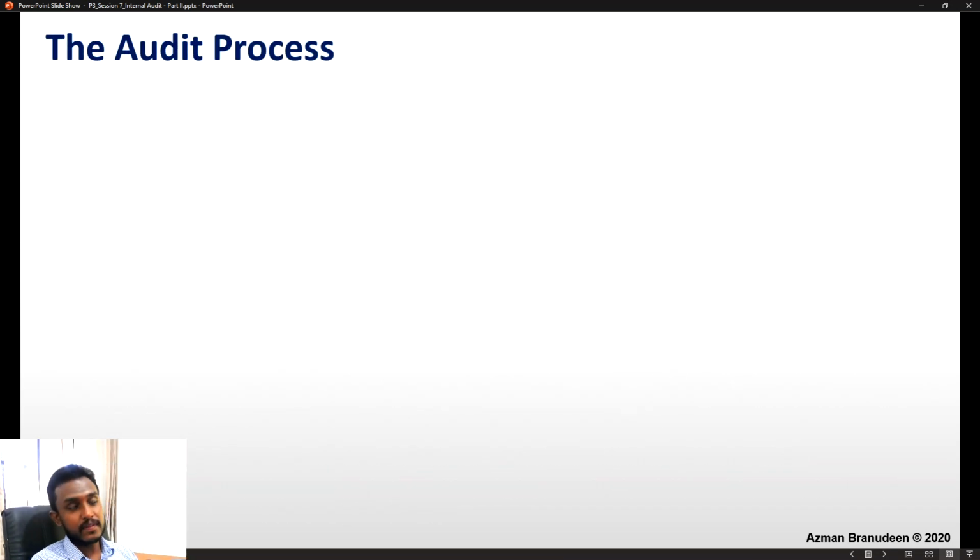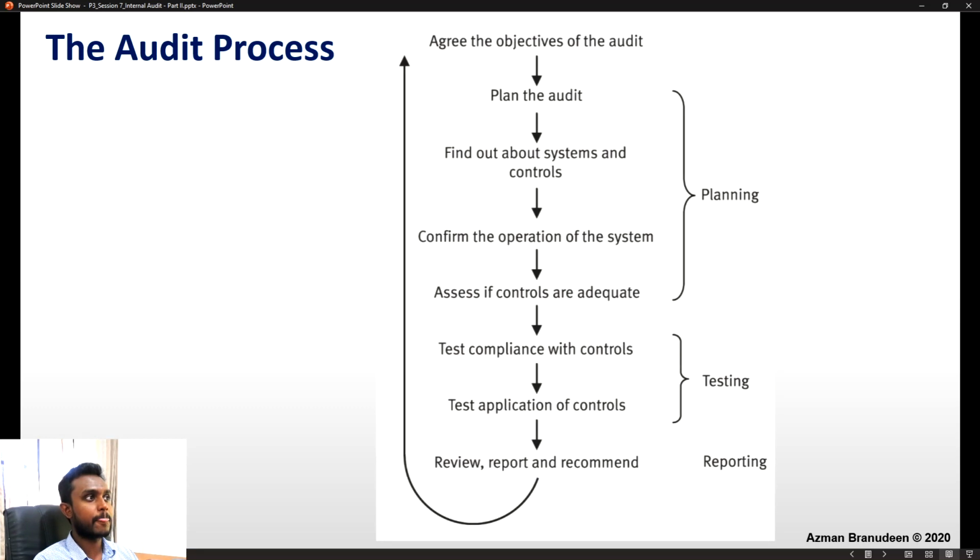Now let's take a look at the audit process. So here you have a snapshot of the audit process. You start by agreeing on the objectives of the audit, then you plan the audit, then you find out about systems and controls, then you confirm the operation of the system, and you assess if controls are adequate. Then you move to the testing aspect. You test the compliance with controls and you test the application of controls, which is the testing stage here.